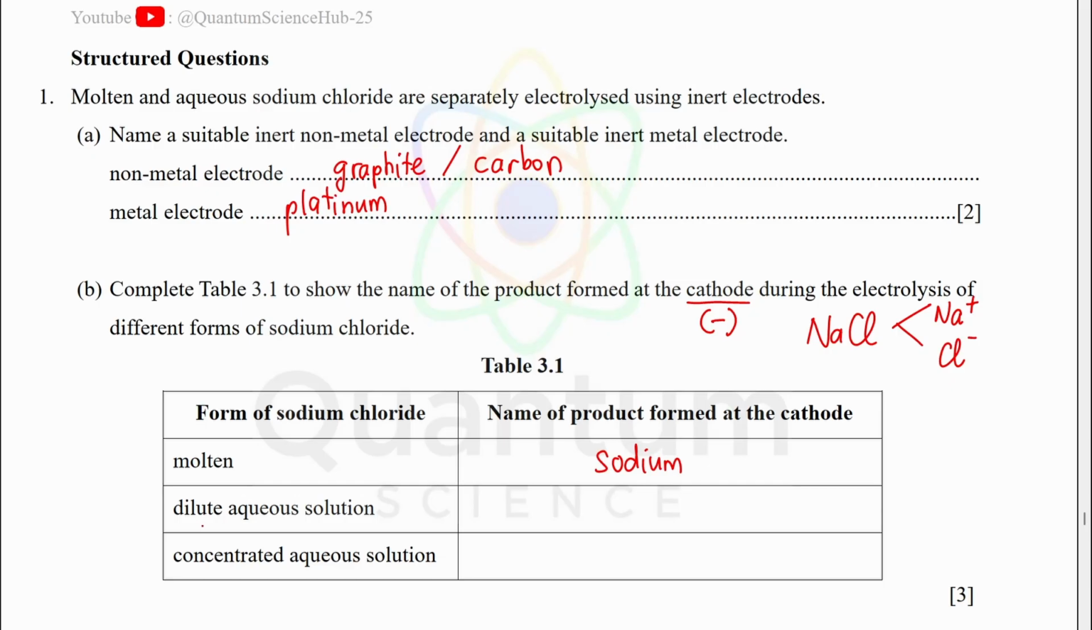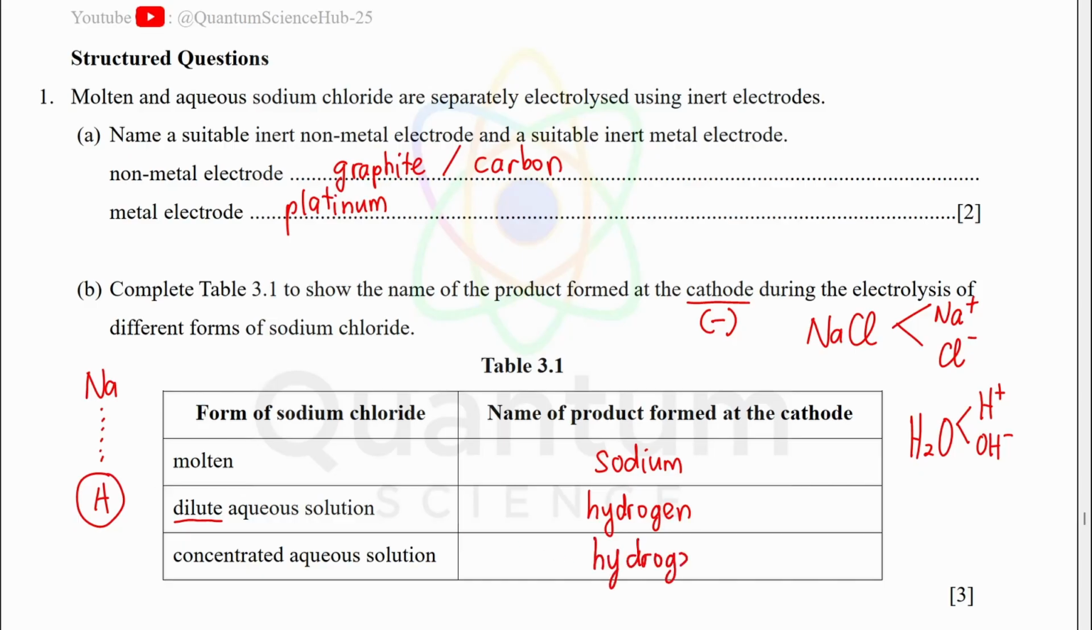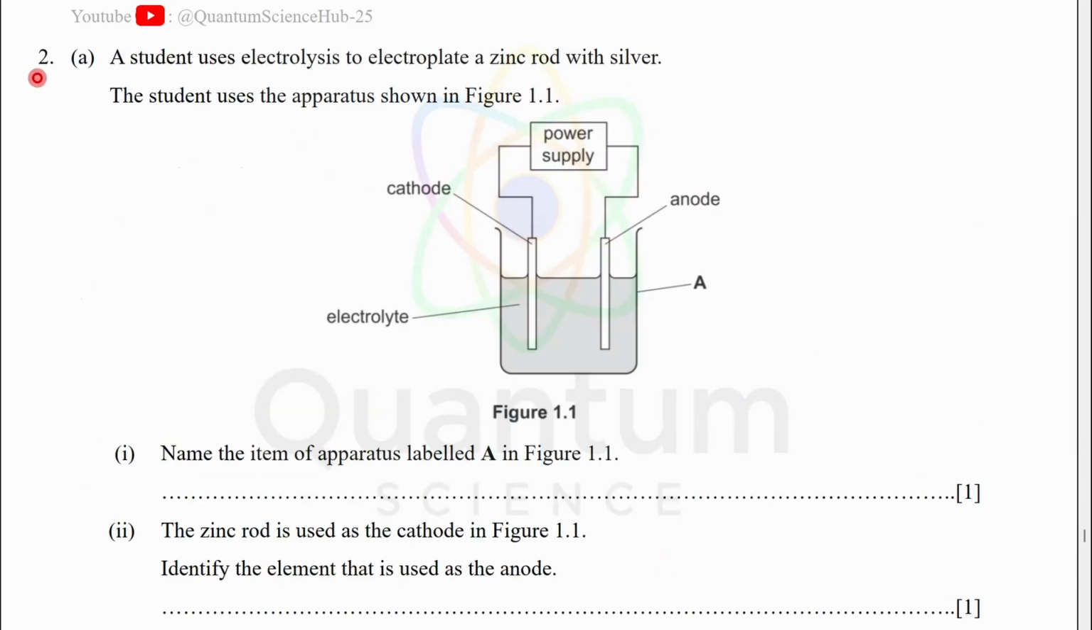Next, dilute aqueous solution. So dilute here means a lot of water, right? So from the water itself there is H positive and OH negative. So which will be attracted to the negative electrode? The positive ion. And as we know, sodium is above while hydrogen is below. So we take the lower position. So it must be hydrogen. What about concentrated? Still, for positive ions, we take the lower position in the metal reactivity series. So we still take hydrogen in this case. Okay, that's it. Next, question 2.